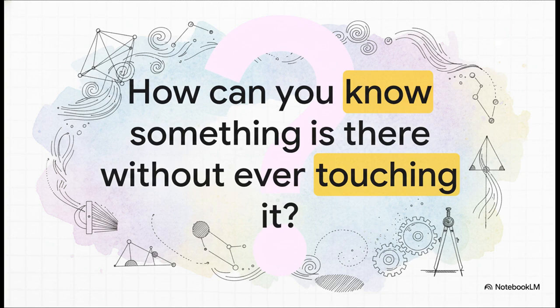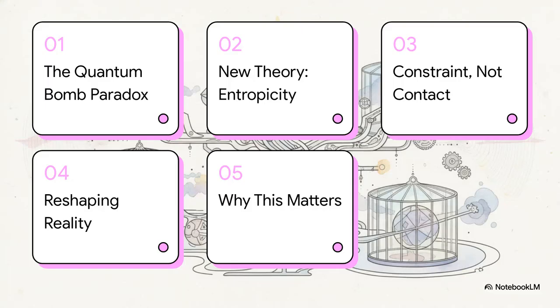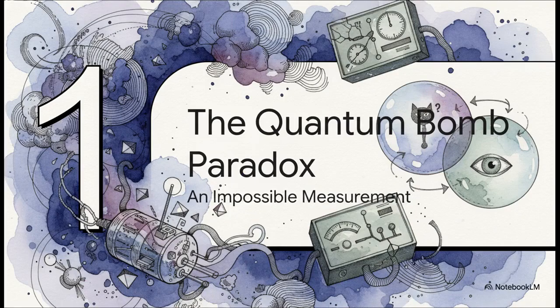So, to unpack all of this, we're going to walk through 5 key ideas. First up, the quantum bomb paradox itself. Then we'll introduce this new theory called entropicity. From there, we'll dig into its core idea. Constraint, not contact. After that, we'll see how it reshapes our view of reality to actually solve the paradox. And finally, we'll zoom out and ask why this might just change everything we think we know about the universe. All right, let's kick things off with part 1, the quantum bomb paradox.